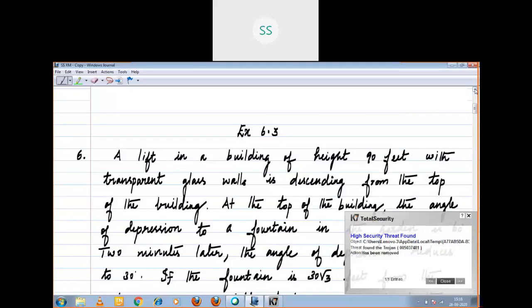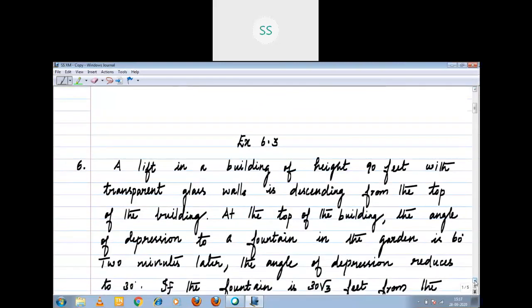Today I am going to discuss exercise 6.3, question number 6. A lift in a building of height 90 feet, with a transparent glass wall, is descending from the top of the building.